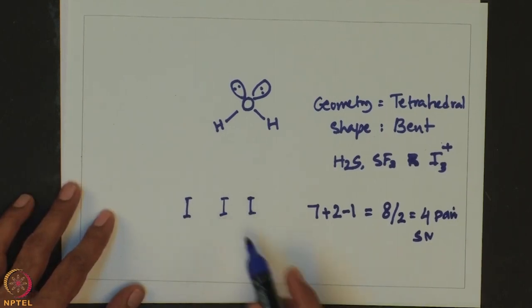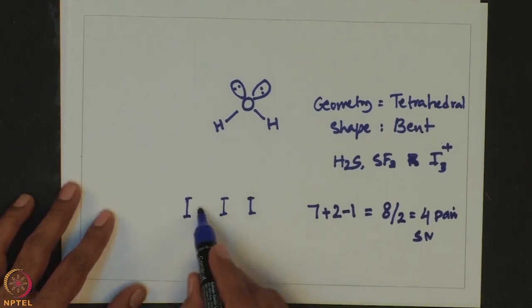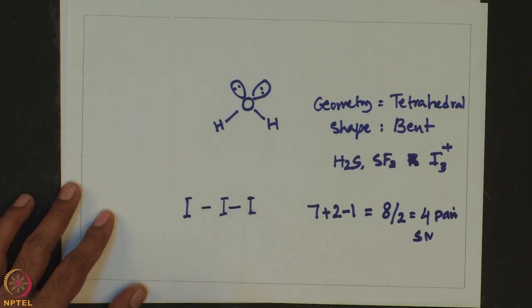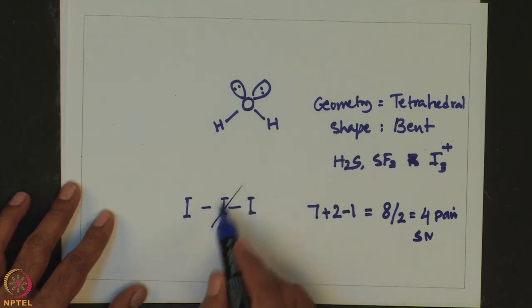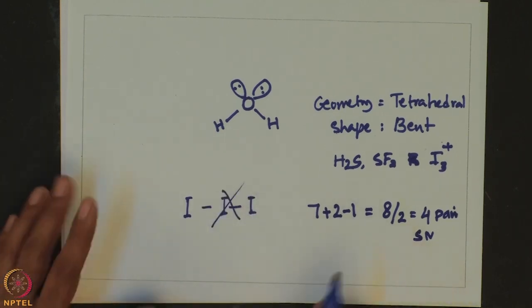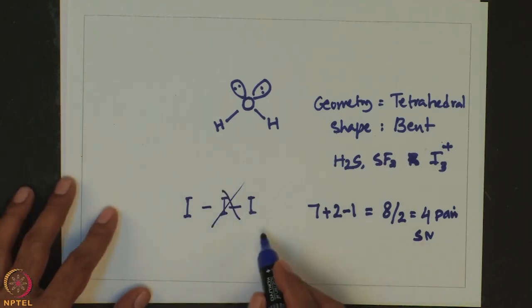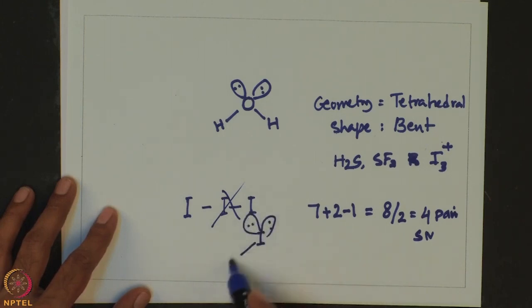In this one, essentially, it cannot have now this kind of linear geometry. It's not possible. So this is wrong. So this is how immediately you will come to know that this is not the right way of writing. So now first write the central atom and put the lone pair here and put these peripheral atoms.